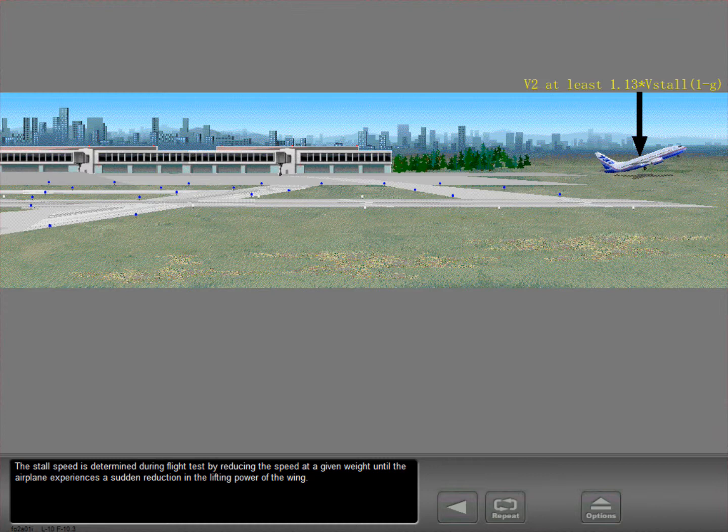Now, let's look at the restrictions on the takeoff safety speed, V2. V2 must be at least 13% greater than the 1G stall speed. The stall speed is determined during flight test by reducing the speed at a given weight until the airplane experiences a sudden reduction in the lifting power of the wing. V2 is also required to be at least 10% greater than the minimum control speed in the air.